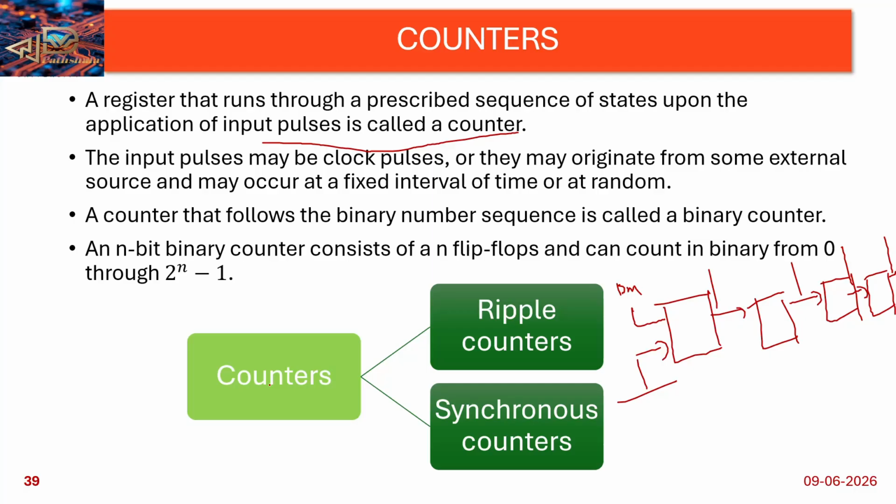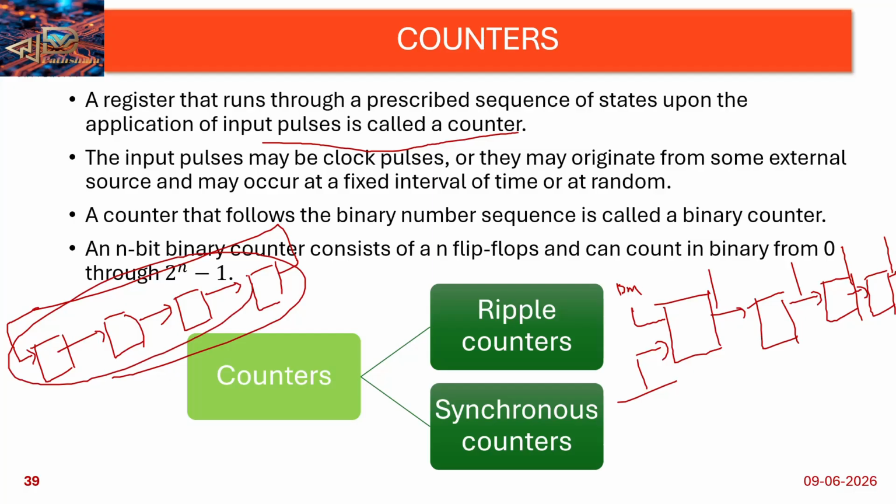Ripple counters means whatever the output we have. See, these are the four shift registers I am connecting. This will be the ripple counter, the rotate operation I told you about. The last output is connected to the first input. That means the entire operation is rotating in a circular loop. So that is the ripple counter.